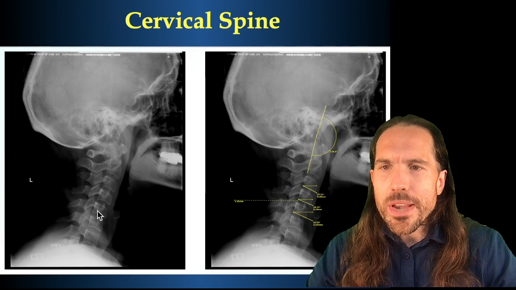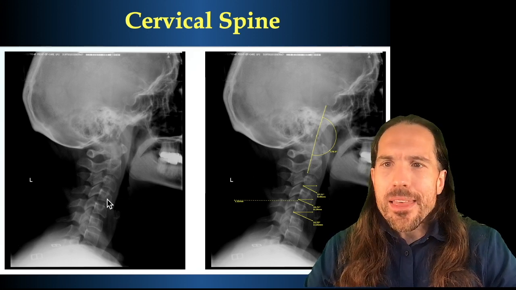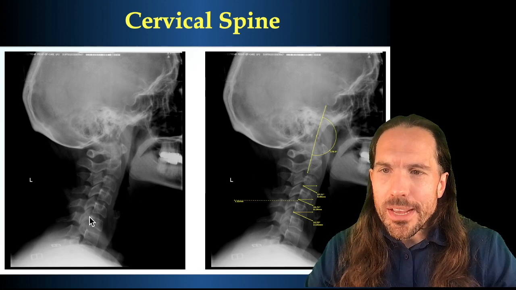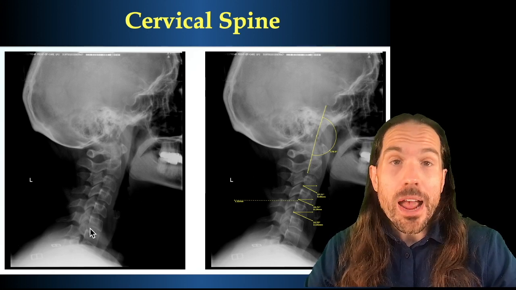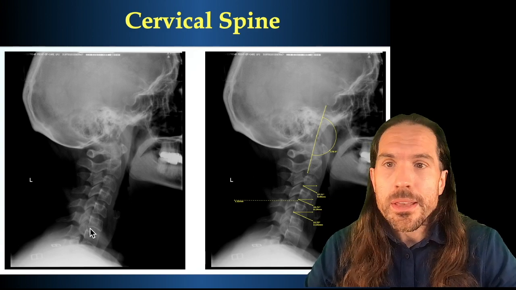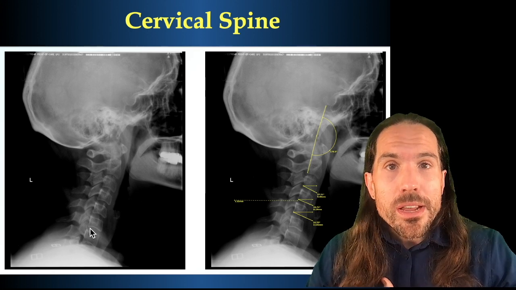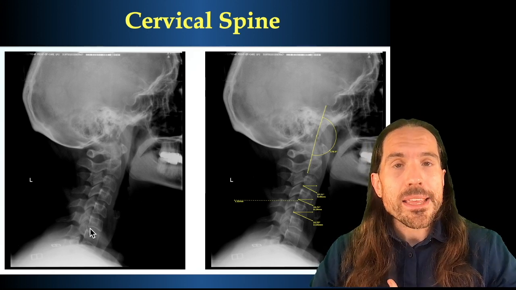Number one is her neck is way too straight. This here, and also where I'm looking, I see little bits of wear and tear through here. Actually, not too much wear and tear through her neck at all. So this is a relatively good thing. But the big thing is that her head is sticking way too far forward like this.